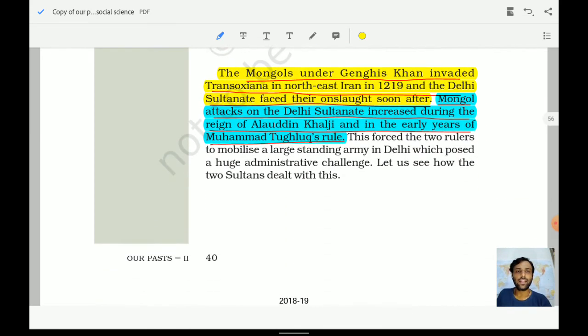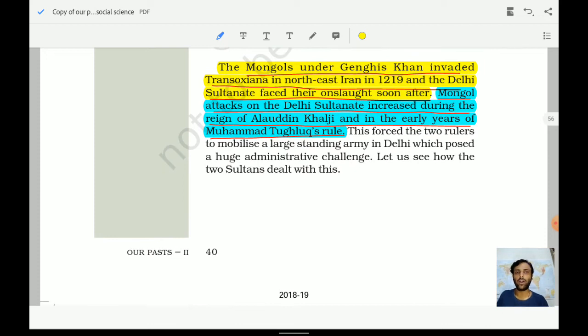The Mongols under Genghis Khan, also called Changiz Khan, invaded Transoxiana in northeastern Iran somewhere around 1220, and the Delhi Sultans faced their onslaught soon after. This was the period when Iltutmish was ruling, and there was a threat that Changiz Khan could cross the Indus River and attack the Indian subcontinent.